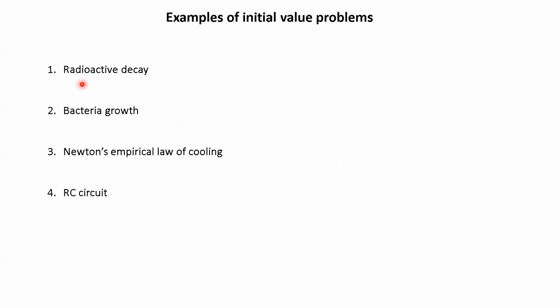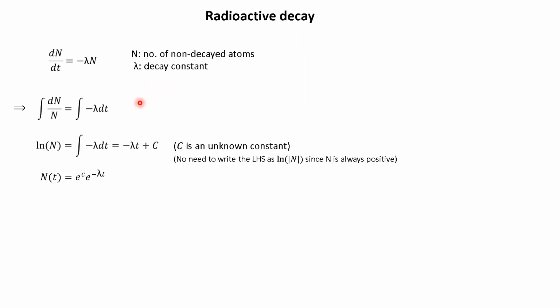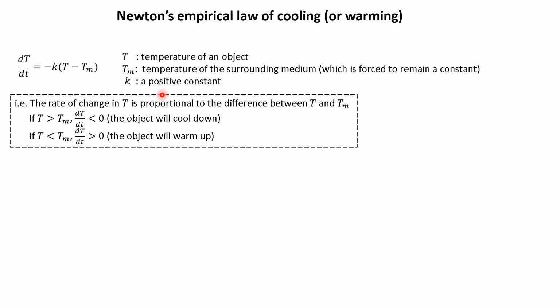Now, some simple examples of initial value problems. I don't need to talk about all of them because the first one, the radioactive decay, is really the same as what we have done in the last tutorial, and also the bacteria growth. These two I'll just skip. But let me talk about the third one.